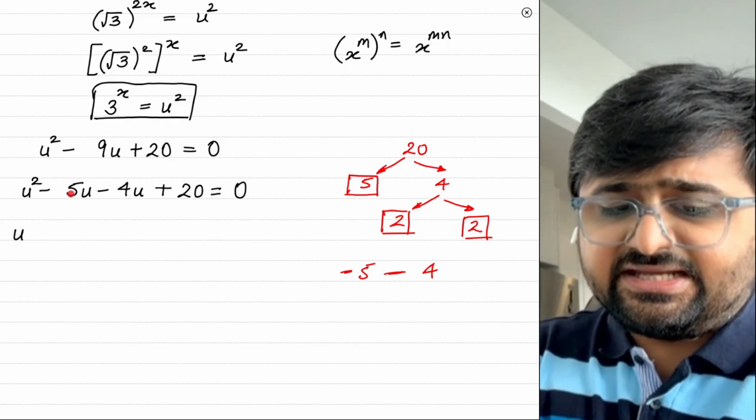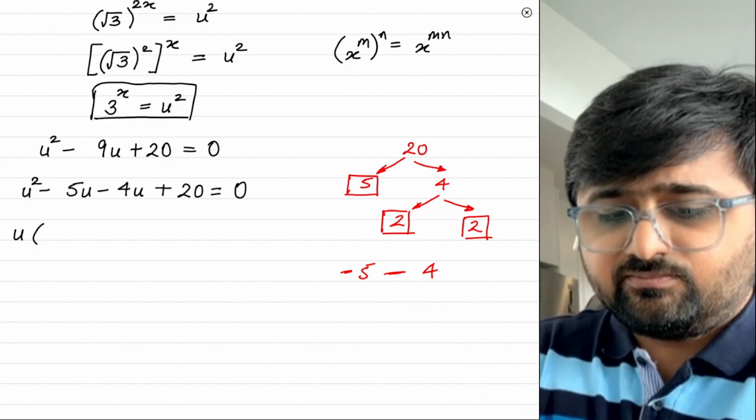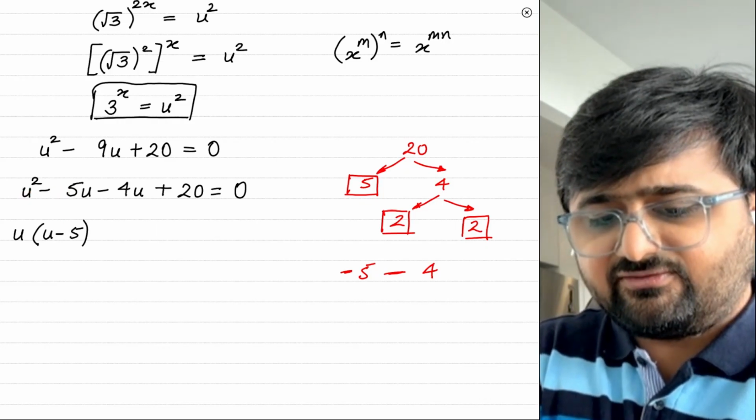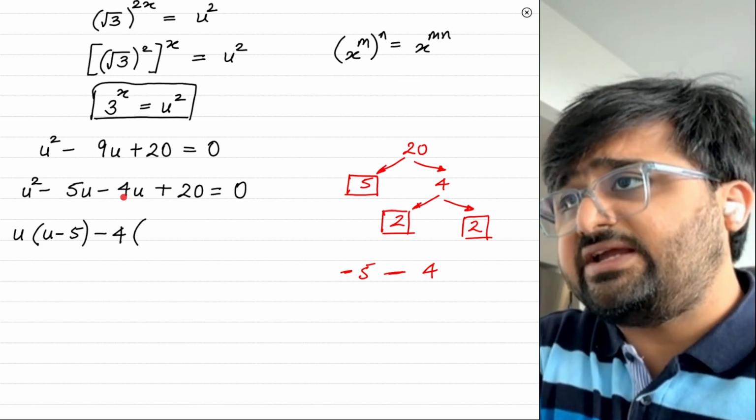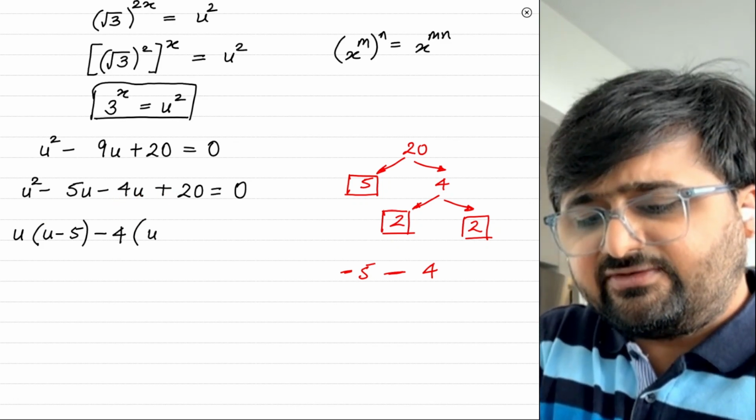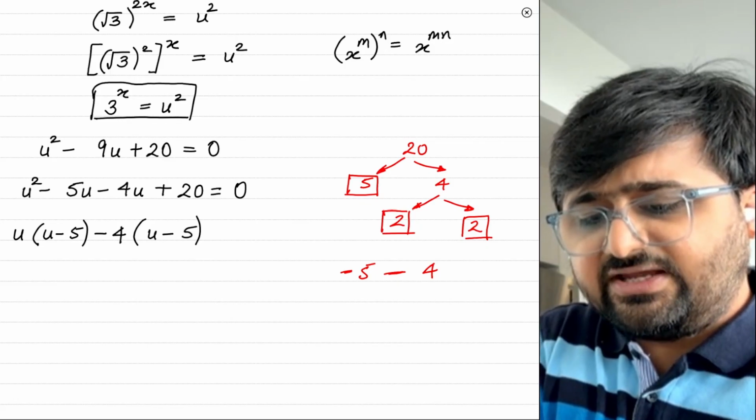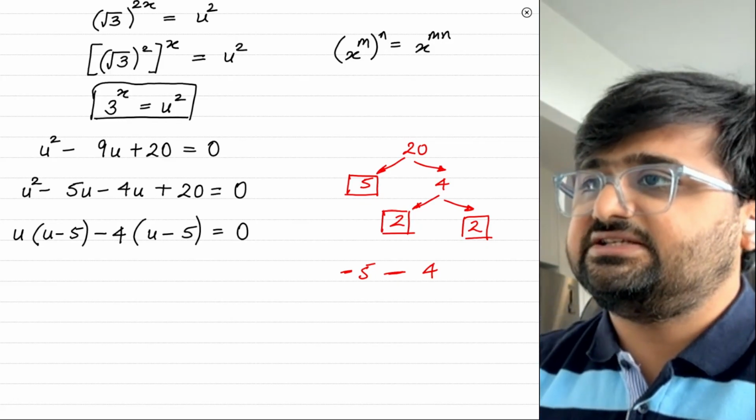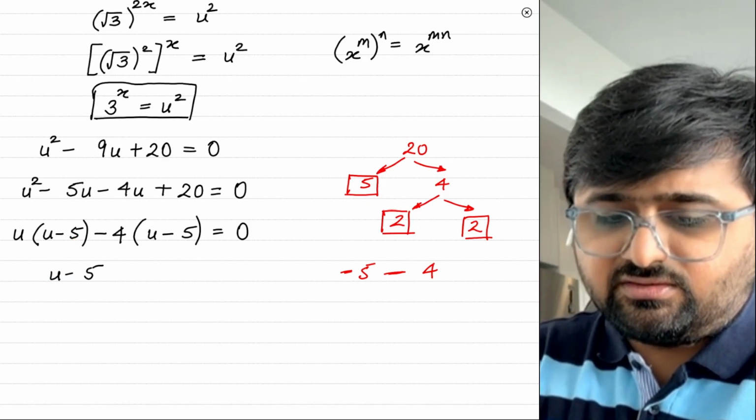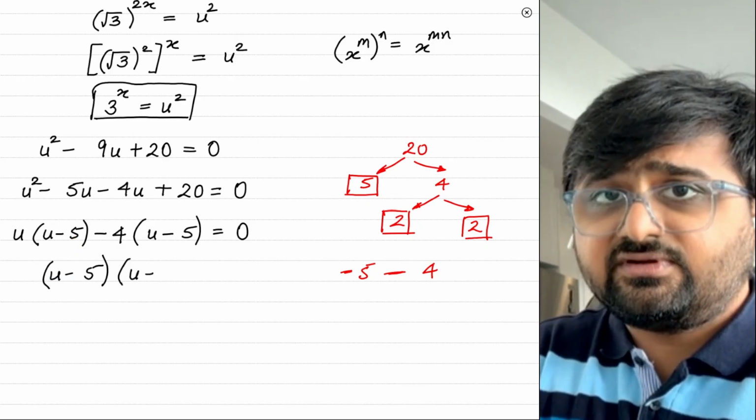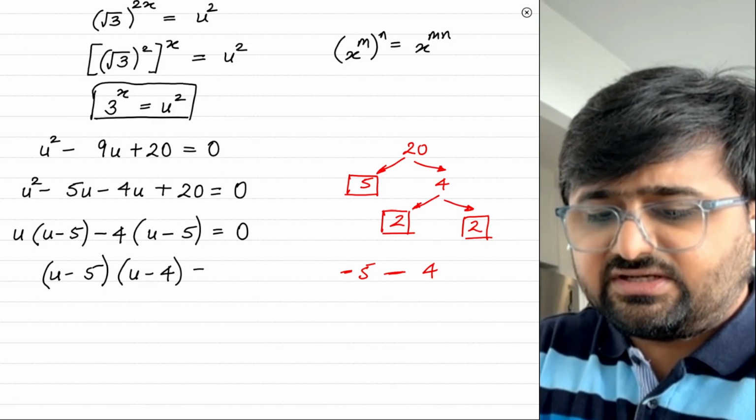Now let's take the factor over here. Let's factor out u. So you have u minus 5 left over. Let's factor out -4 over here. If you factor out -4, over here you will be left with u minus 5 again, is equal to 0. So essentially, again, you can factor out u minus 5 over here. So you have u minus 5, u minus 4 is equal to 0.